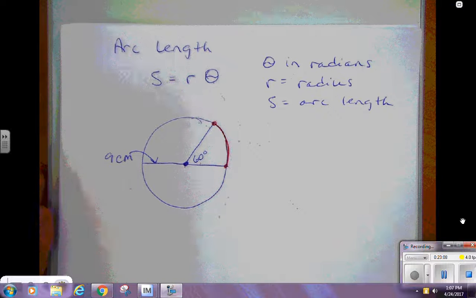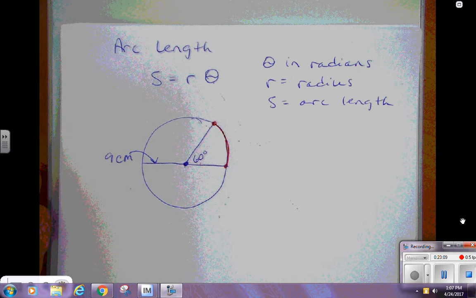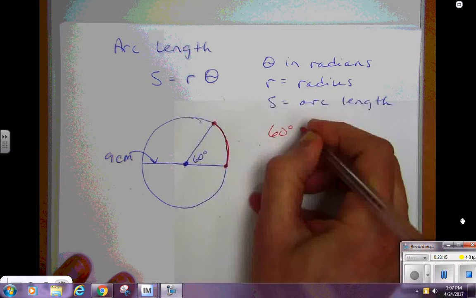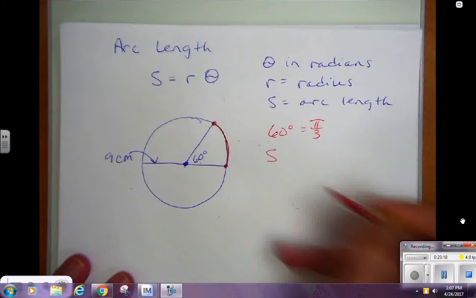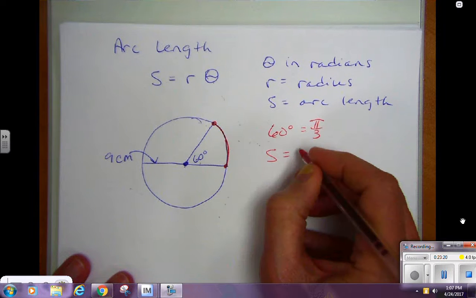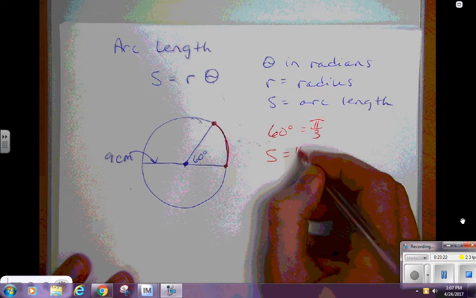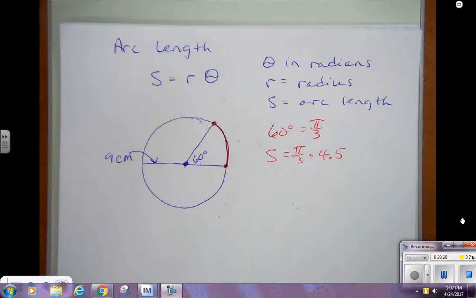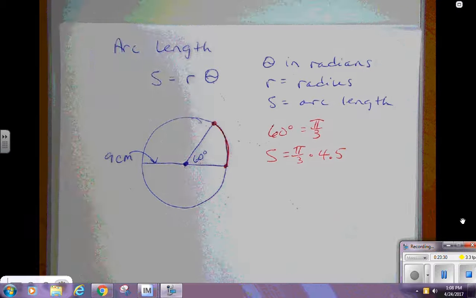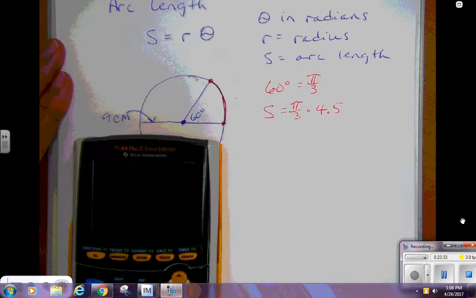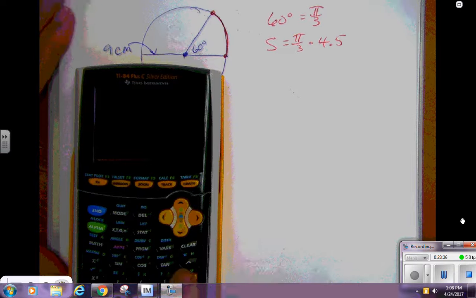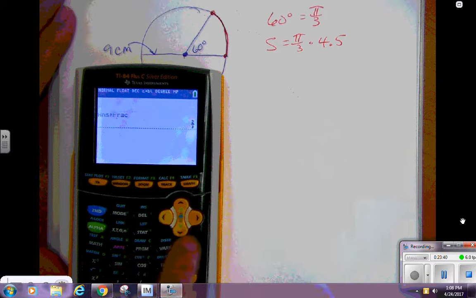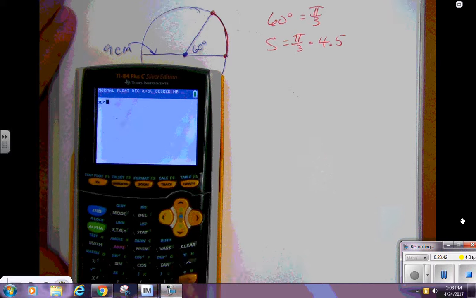So looking off of your unit circle, how many radians is 60 degrees? Pi over 3. Okay, so my arc length is going to be pi over 3 times what? 4.5. Right, the radius, which is 4.5. So the way that you should type this into your calculator is using the pi button on the second function key, right above your caret. Okay, so you're going to press second pi divide by 3 and get that value.